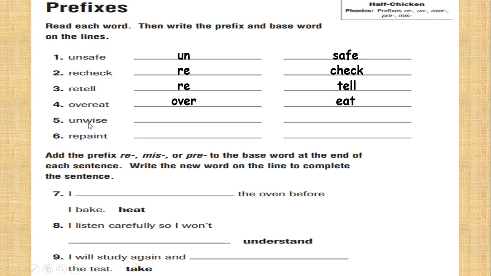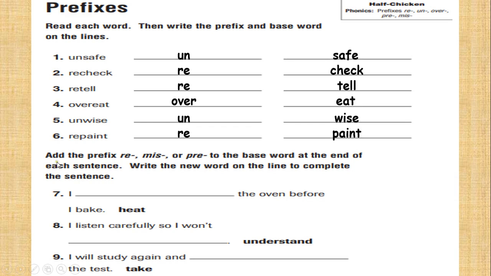Unwise. Unwise. Where is the prefix? It is un. It means not wise. It is unwise to drive very fast. So, un is the prefix. Wise is the base word. Repaint. Repaint as in paint again. Re is our prefix. Paint is our base word.